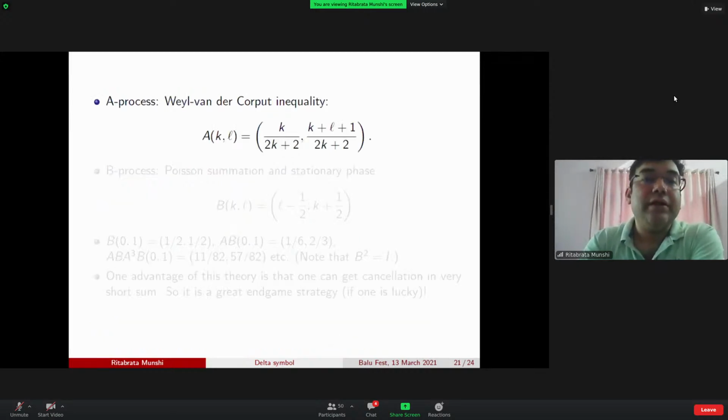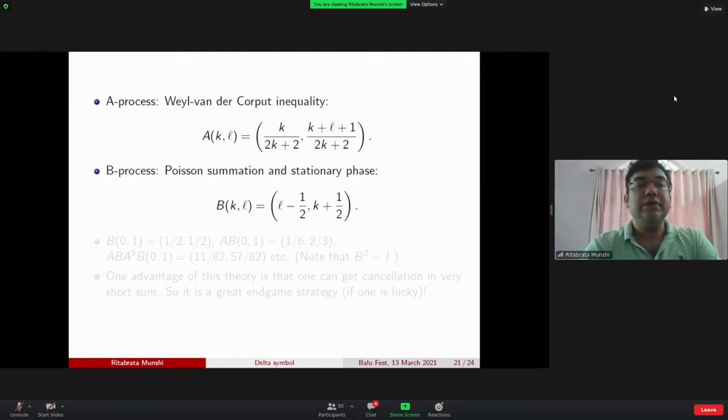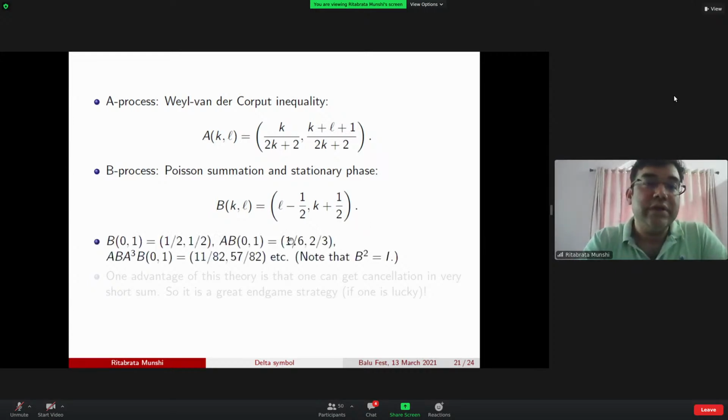Okay. And there are two processes. One is called the A process. The other one is called the B process. So the A process comes from the Weil-van der Corput inequality. And it says that if (k, l) is an exponent pair, then this guy is also an exponent pair. And the B process depends upon a type of Poisson summation formula with stationary phase. And it says that if (k, l) is an exponent pair, then (l minus half, k plus half) is also an exponent pair. Okay, and so using these two processes, even starting with the trivial exponent pair, you can get very non-trivial exponent pairs like this.